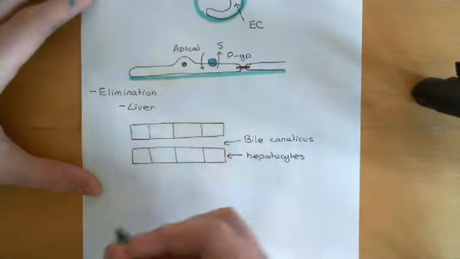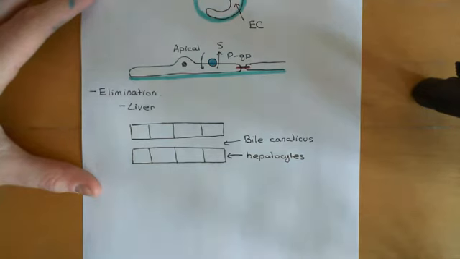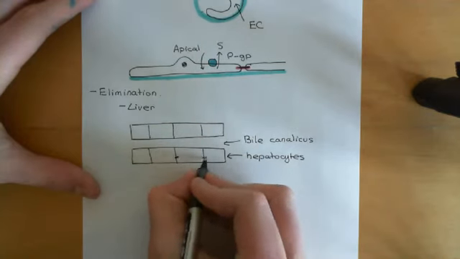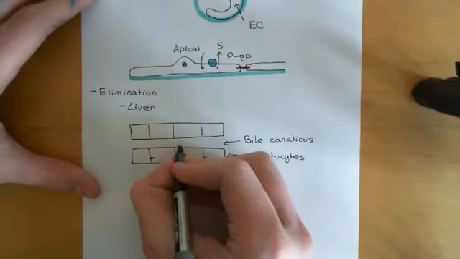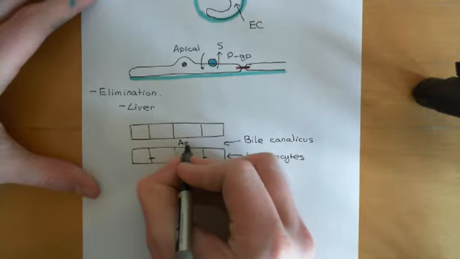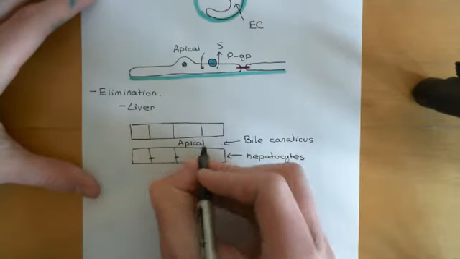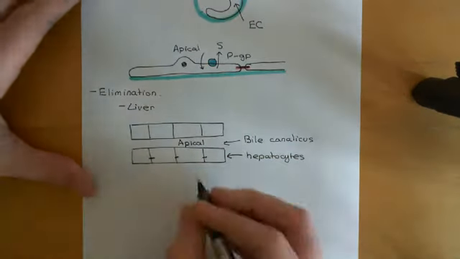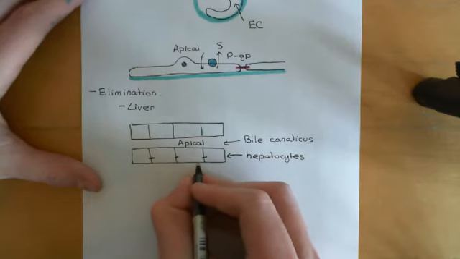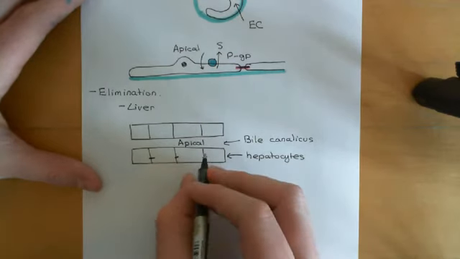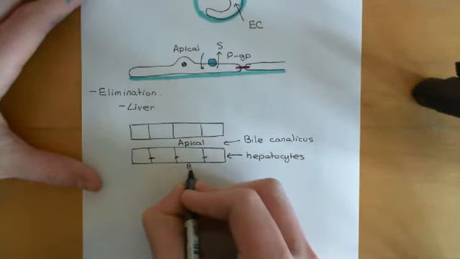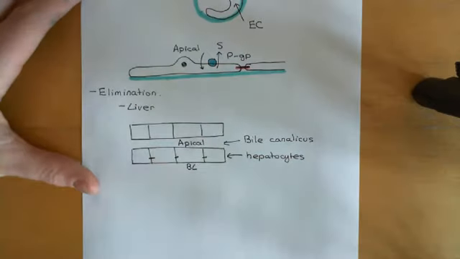The hepatocytes are epithelial cells once again, so they have two portions of their membrane that are separated by tight junctions in between the hepatocytes. The portion of membrane that faces into the lumen of the bile canaliculus is known as the apical portion of the membrane, and the portion that faces out from the bile canaliculus is known as the basolateral portion. So this is the basolateral portion.